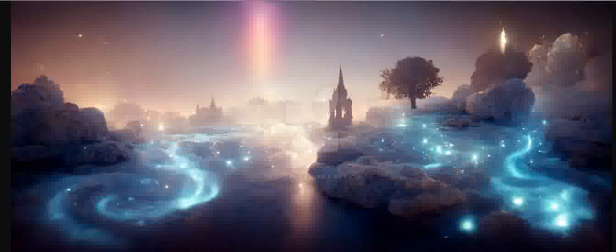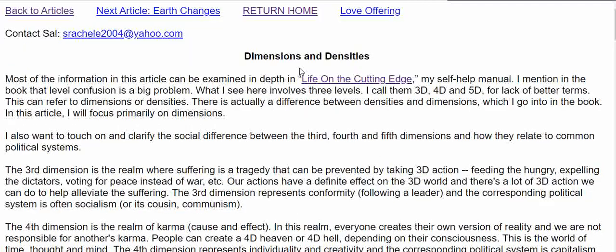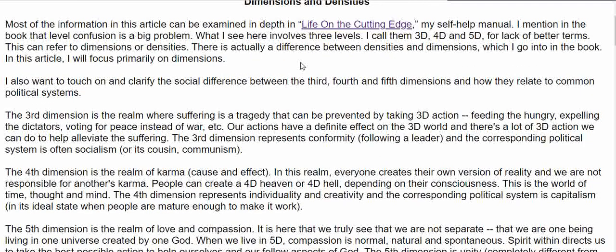So this is a very complex network of places. Most of the information design can be examined in the depth of my manual. I mentioned in the book that level confusion is a big problem. What I see here involves three levels. I call them 3D, 4D, and 5D for lack of better terms. This can refer to dimensions or densities. There's actually a difference between densities and dimensions. I have known this since 2014, which I go into in the book and these articles.